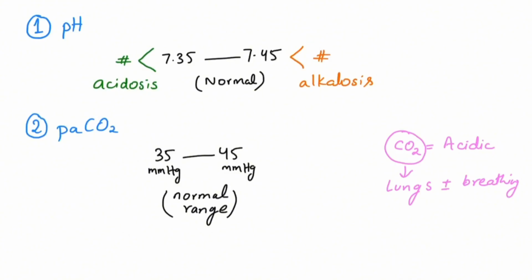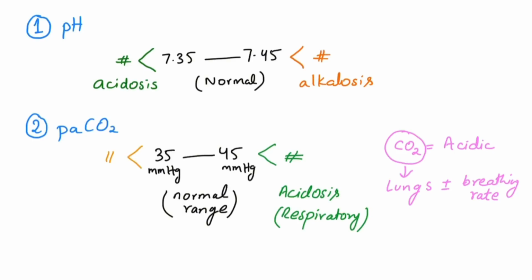So if we look at these numbers, if it is more than 45, it means there is more carbon dioxide. So there is more acid in the body, let's say. So that would be acidosis. And as it is linked to the lungs, of course it is respiratory in origin. So we can say it is respiratory acidosis.